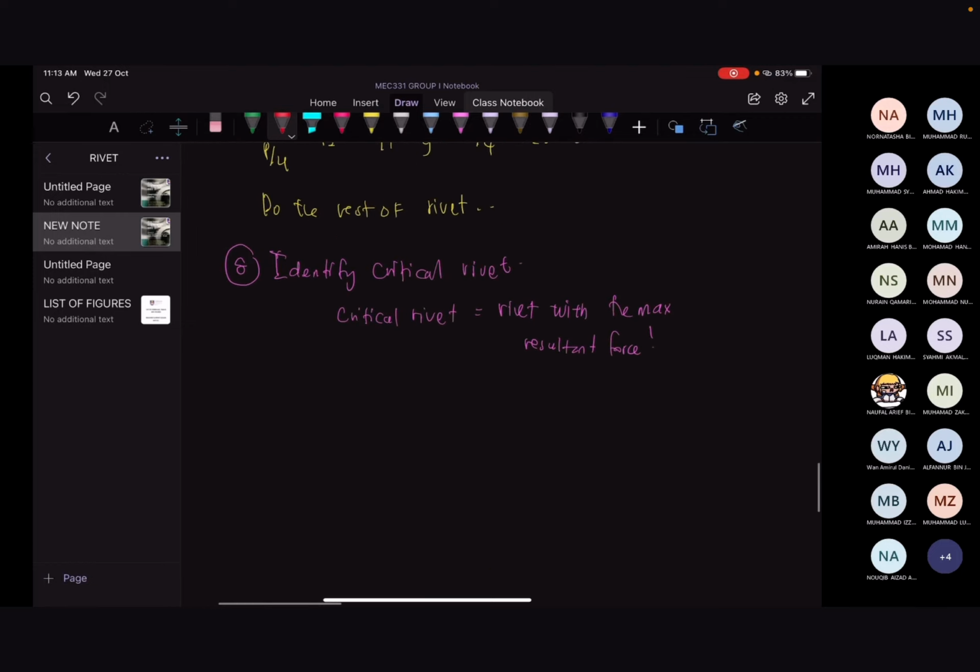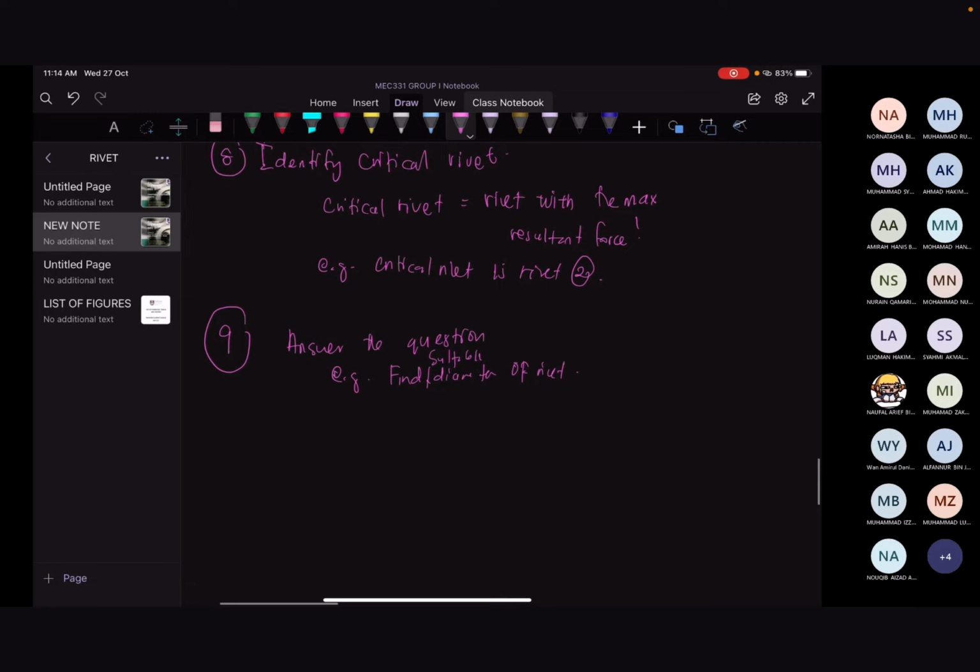Okay, then once we have found the critical rivet, let's say for example the critical rivet is rivet 2, so write this down: rivet 2. Okay, then we can answer the question. So what is the question? For example, the question asks to find the diameter of the rivet. Find a suitable diameter of the rivet. So how do we find a suitable diameter of the rivet?